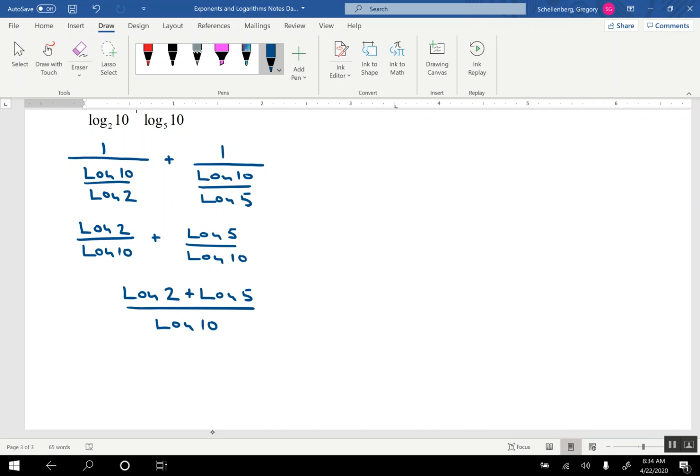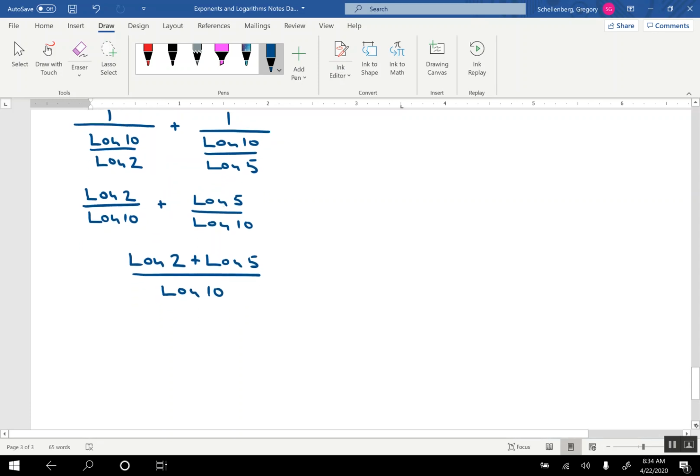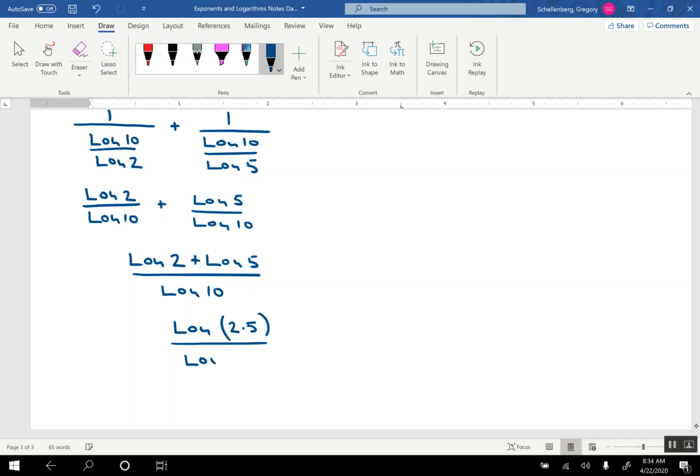Multiplication law on the top, so we've got the sum of two logarithms with the same base, so we can multiply the two arguments. So we're going to get the log of 2 times 5, all divided by the log of 10. 2 times 5 is 10, so we've got the log of 10 divided by the log of 10, which is equal to 1.